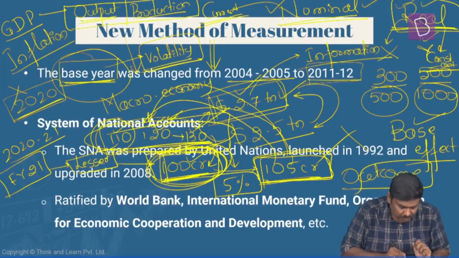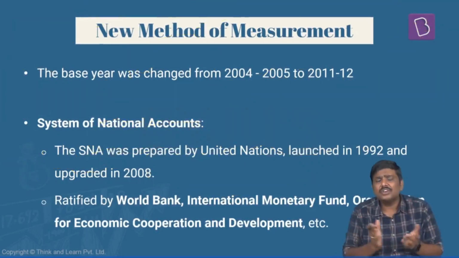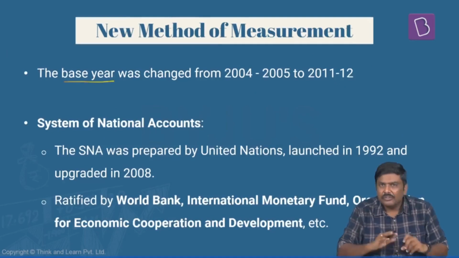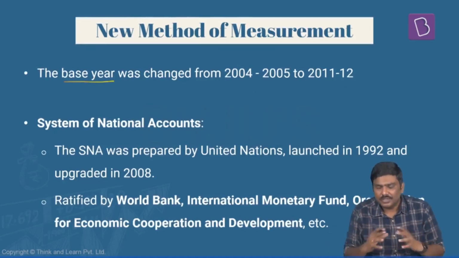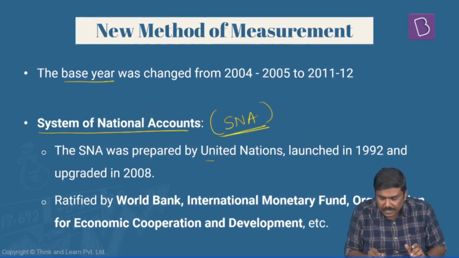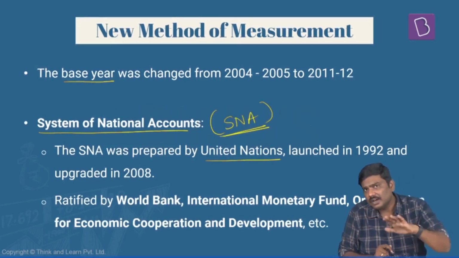Done. So the first very important change that we have made in the GDP methodology is what? We have changed the base year. Second, we are following a system of calculation which is referred to as the System of National Accounts. This was introduced by the United Nations and most of the countries are basically following this particular methodology only.